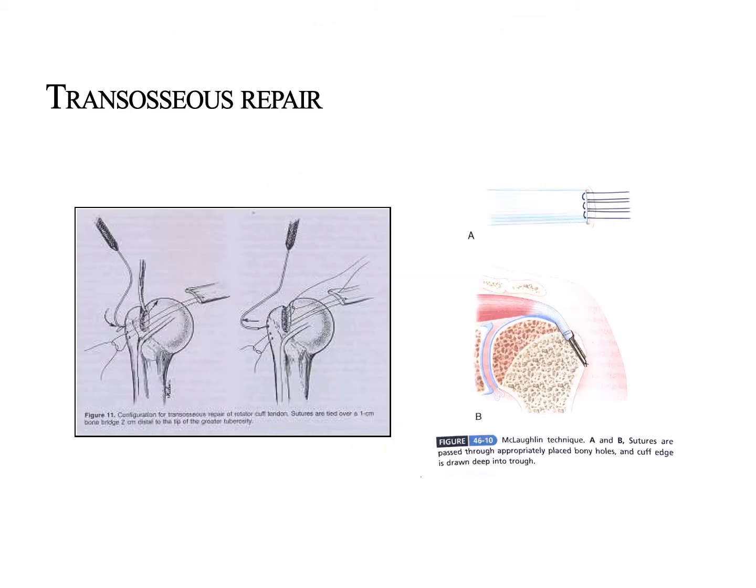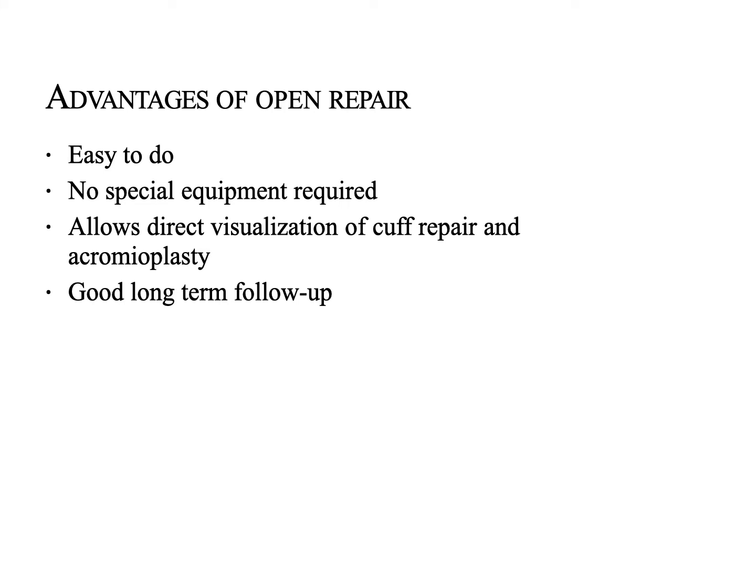This is an image showing transosseous repair described by McLaughlin, where the sutures are passed through the bony holes that we have created, and the cuff edge is drawn deep into the trough. Advantages of open repair are that it is easy to do. No special equipment is required. It allows direct visualization of cuff repair and acromioplasty, and it allows good long-term follow-up.